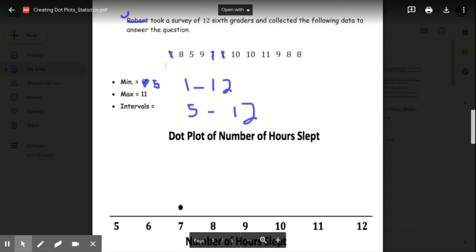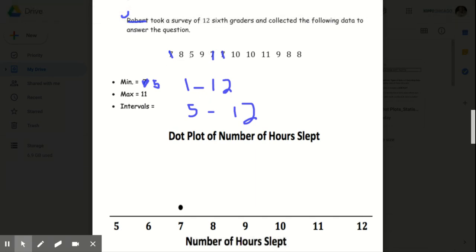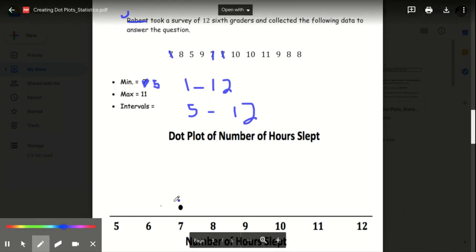I have how many 7s here? There were 3 kids that slept 7 hours. Let's do this. Now, because I'm using this little instrument, my dots may not be, remember, everything needs to be neat. So I have 3 kids that slept 7 hours. I have 1 up here that slept 5. So I'm going to go to 5 and put a dot here.